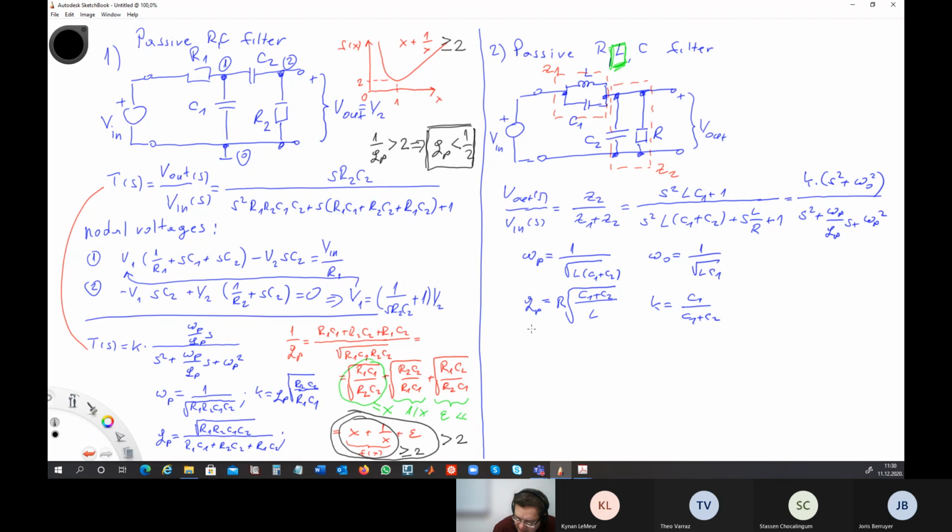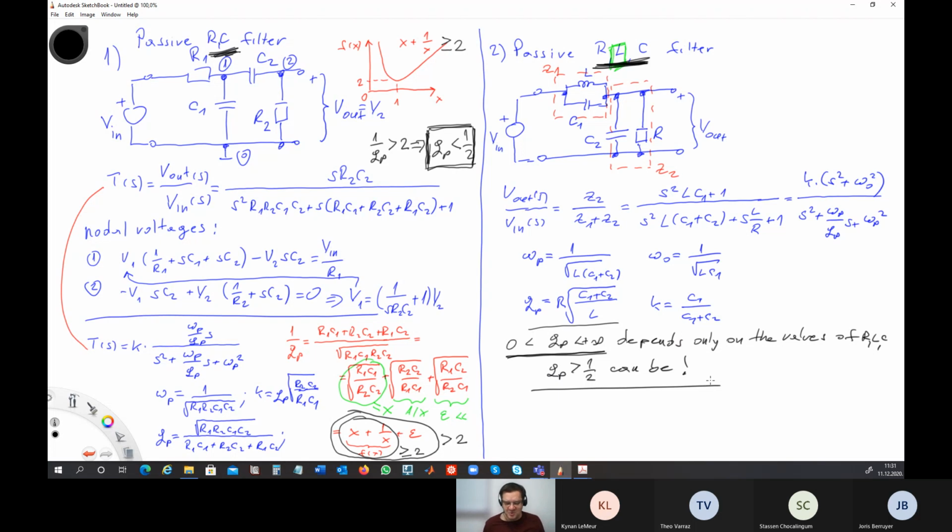In the second example, QP can be anything between 0 and infinity. It depends only on the values of R, L, and C. So this is something we have now found very important. If you have only R and C, then your QP is smaller than 1/2. If you have R, L, and C like here, then your QP can be anything. It can also be larger than 1/2, or whatever. So this is the conclusion of these two simple examples.